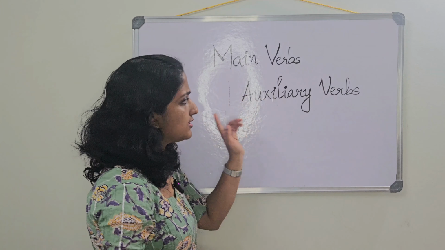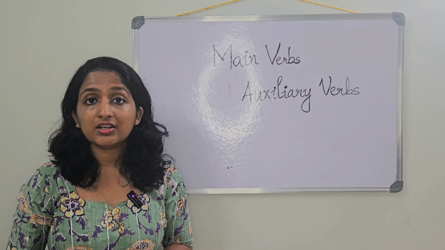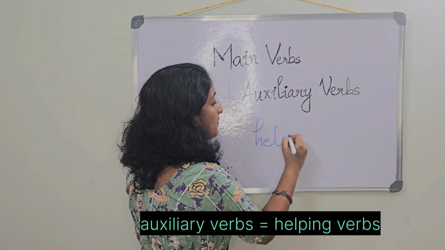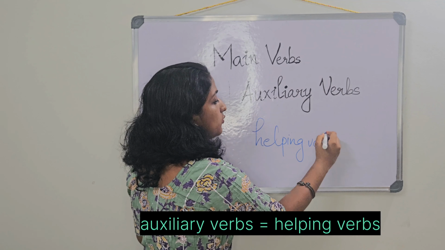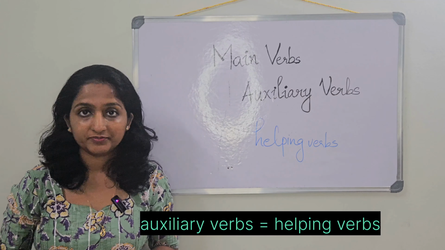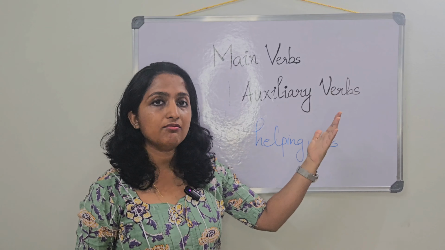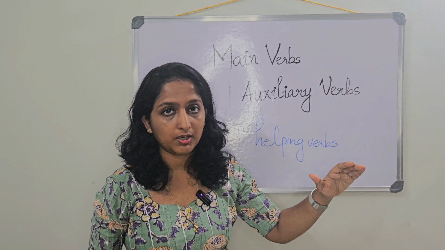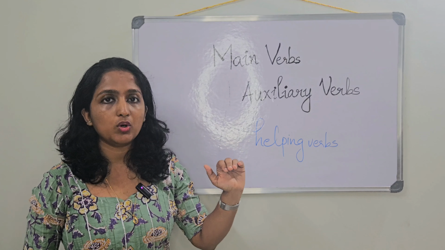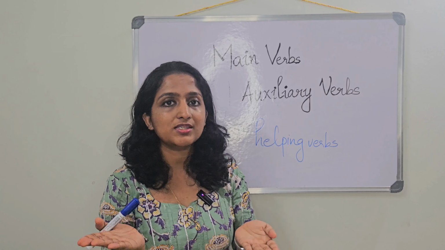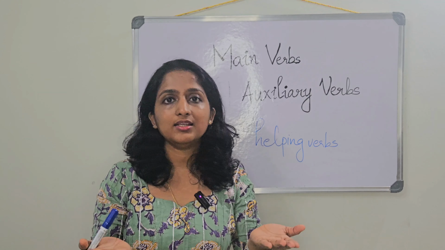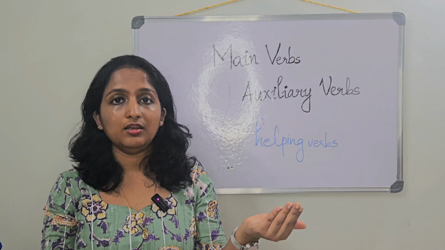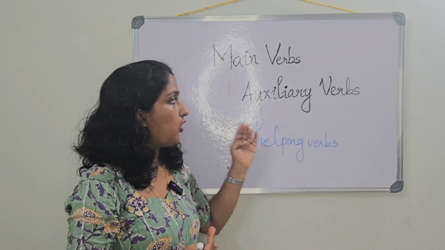So what is this auxiliary verb? Auxiliary verbs are actually helping verbs. That is the main distinction. Main verb is the main action done by the subject. Auxiliary verbs are verbs which help the main verb to stand in that sentence.